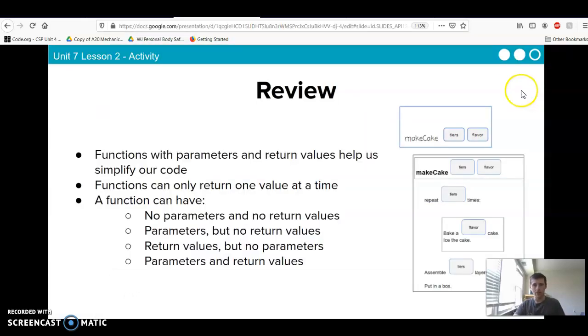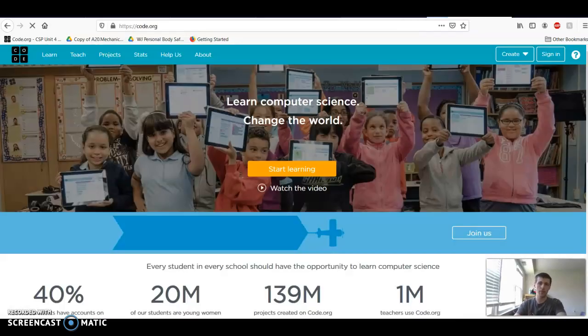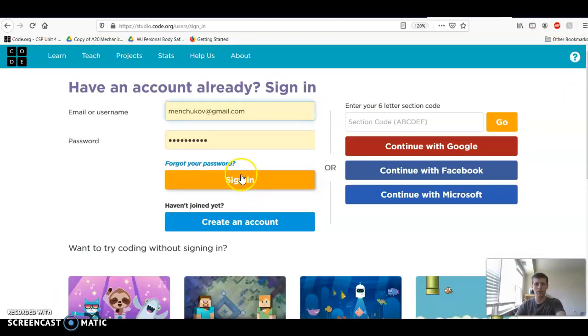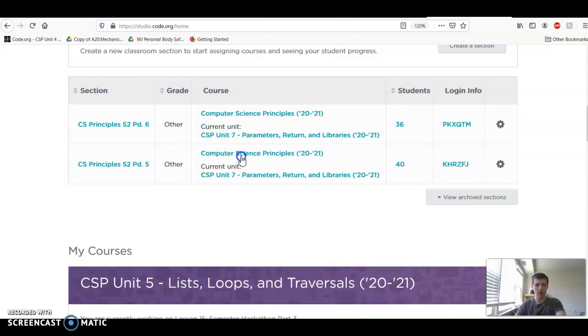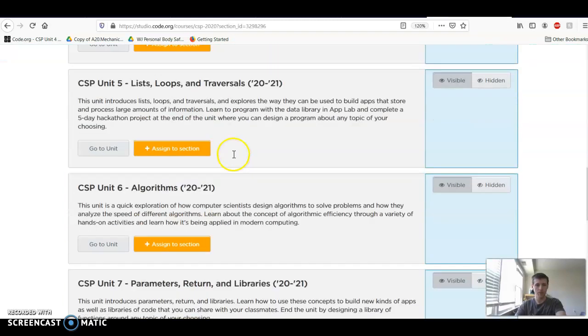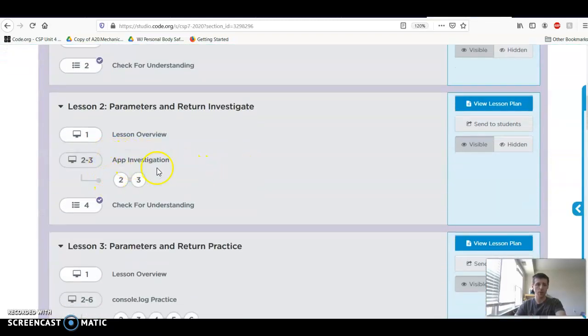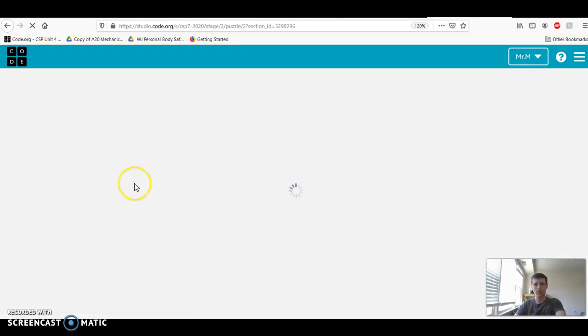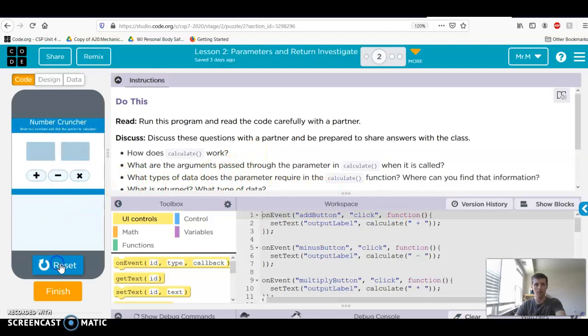So our activity is to continue where we left off with parameters and returns. So we talked about how to set those up. Now let's take a look at the code.org assignment. So inside code.org, if you navigate to Unit 7, Lesson 2 and 3, let's take a look at them together real quick here. Unit 7. Lesson 2 is an investigation. Here you see one new idea, which we haven't talked about, which is taking modulus division of something.